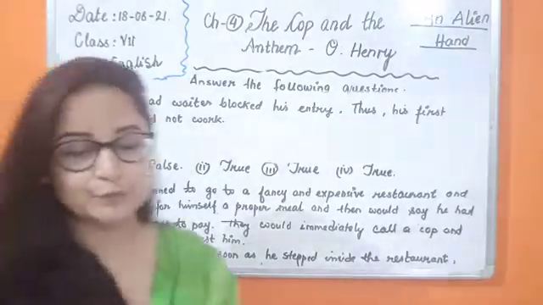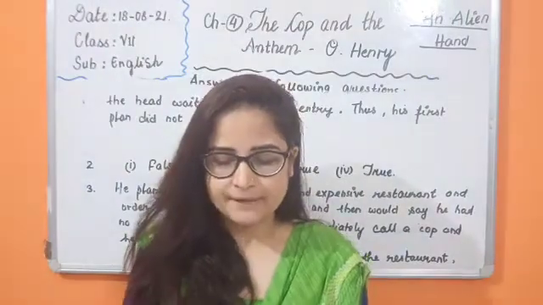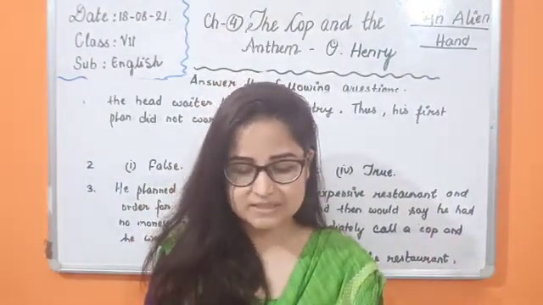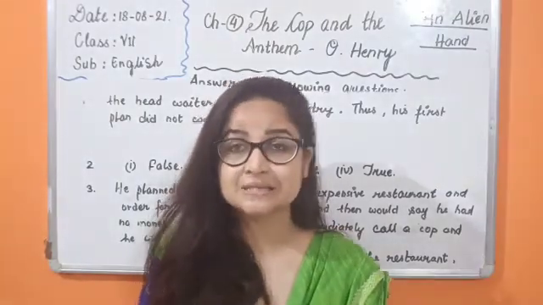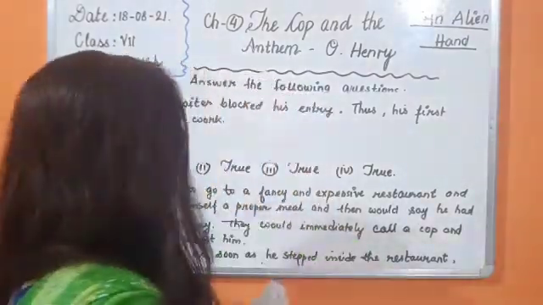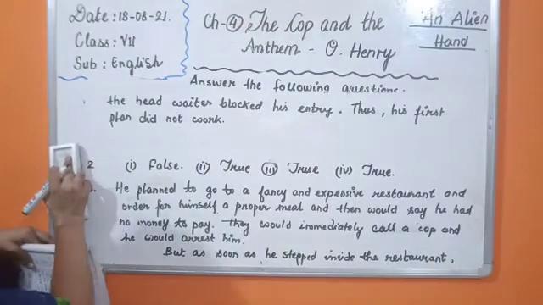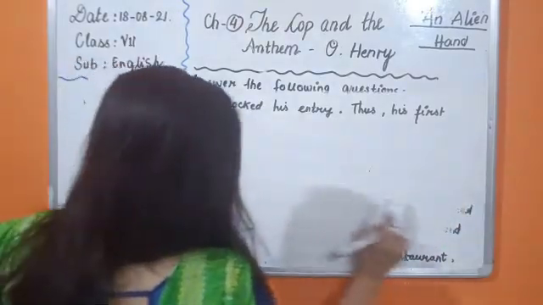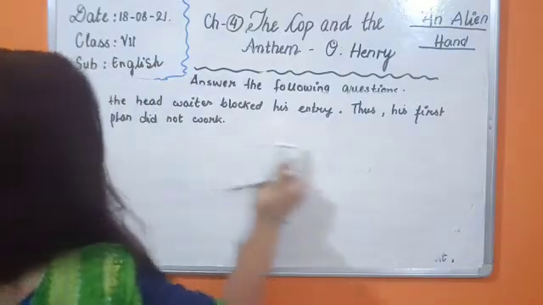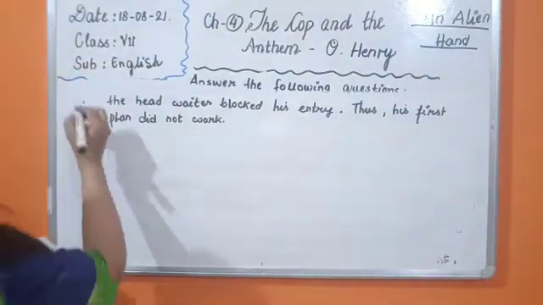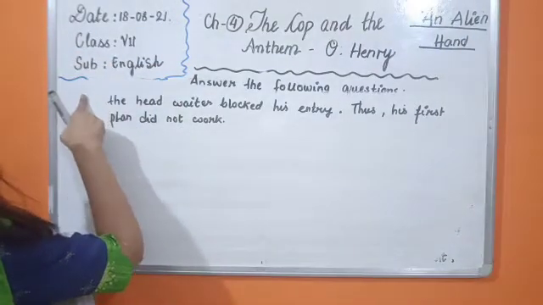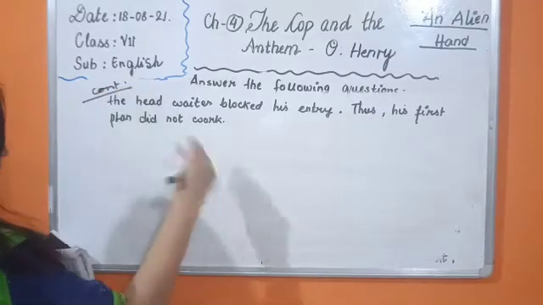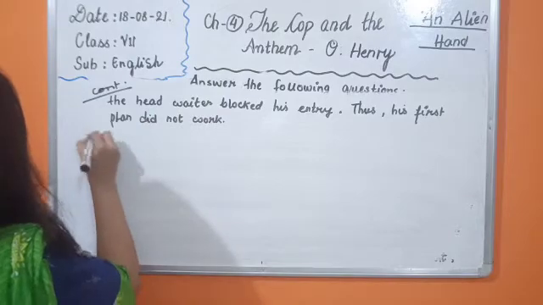Now let's see the fourth question. But the cop's mind could not consider Soapy. What did the cop not consider and why? So this was the continuation of the previous one. Now we are moving ahead with the fourth one.